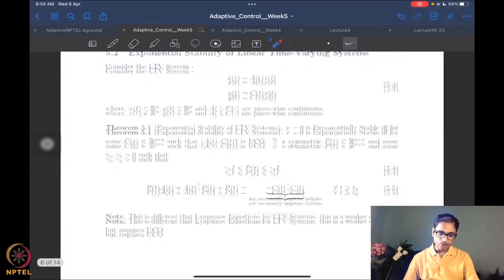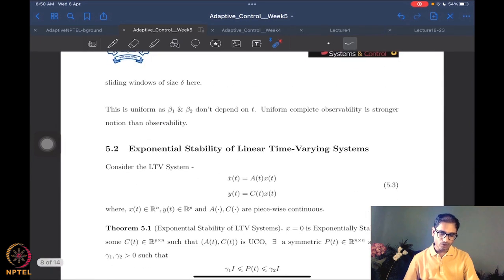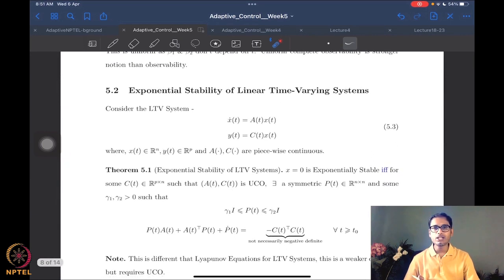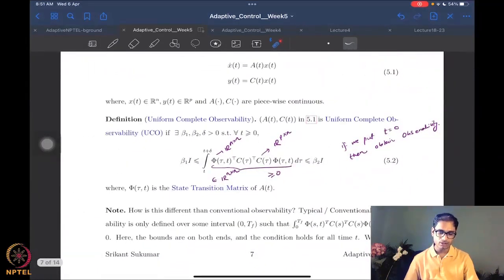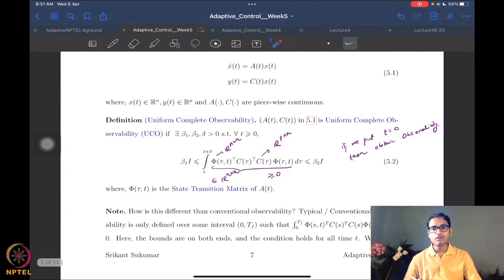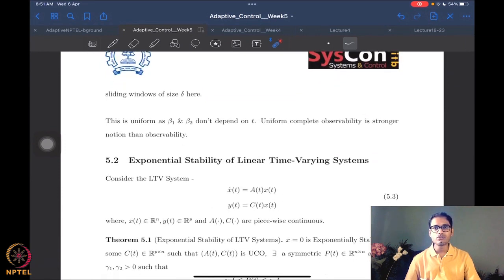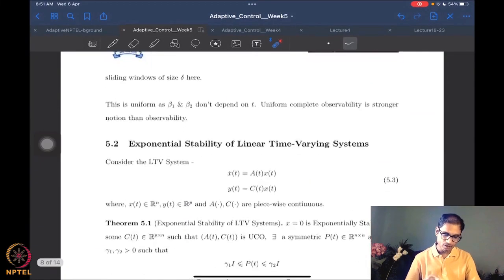And using this, we now want to state an exponential stability theorem for linear time varying systems. So this is where we were until last time. The final thing we talked about was what is uniform complete observability and how it's connected to observability itself. We of course want to use this in order to analyze time varying linear systems. All right, so this is where we are today. So we are basically going to start here.